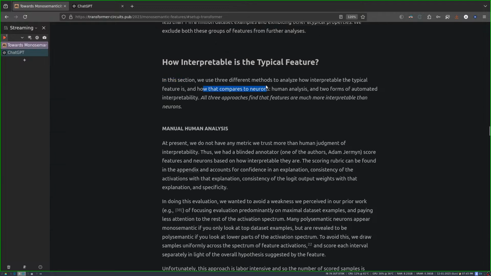In this section, we will study different methods to analyze how interpretable features and neurons are, comparing human analysis to automated interpretability. All three approaches find that the features are much more interpretable than neurons.